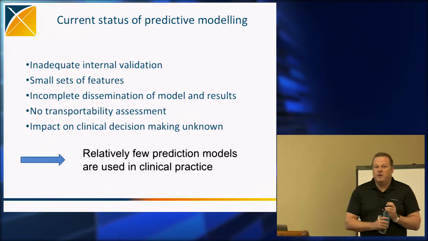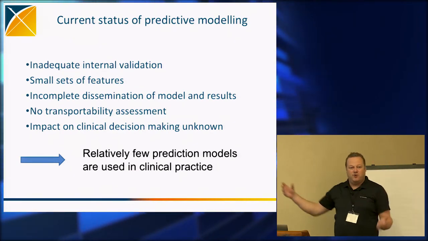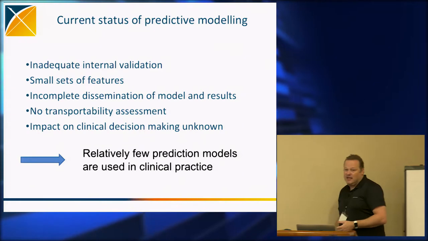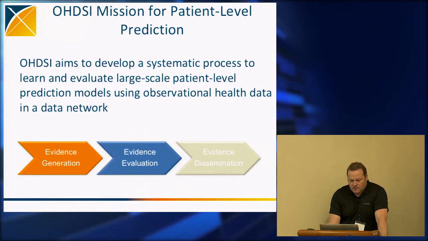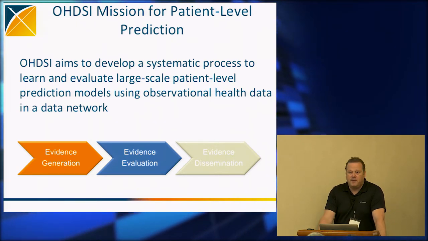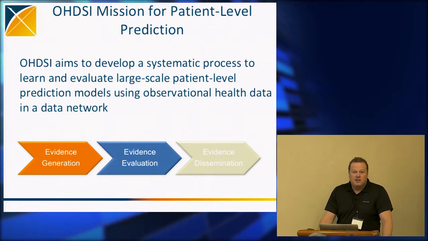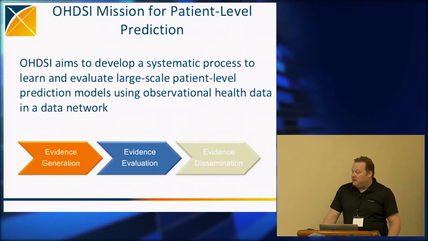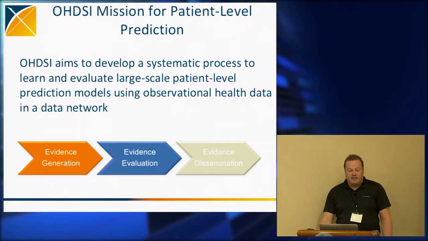Exactly. Yeah, so we should make pipelines that could assess and build models on all those different types of cohorts and understand how well they transport to everybody else. So that's actually what we try to do in our work group. That's our main goal: create these systematic processes to learn, but also evaluate these models at a large scale using all the data in our OHDSI data network.